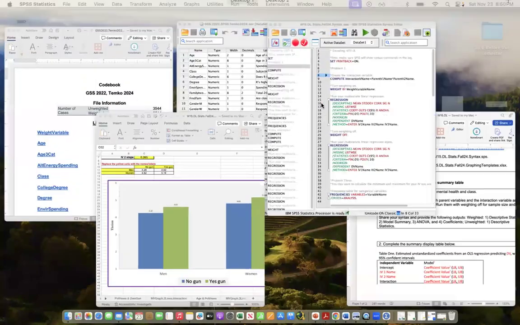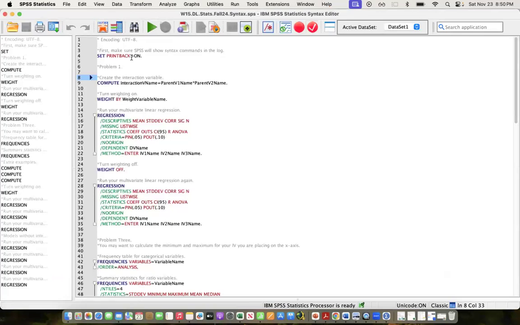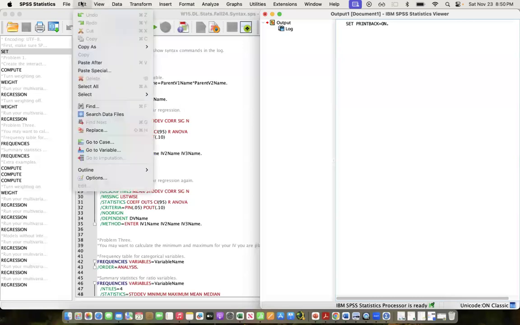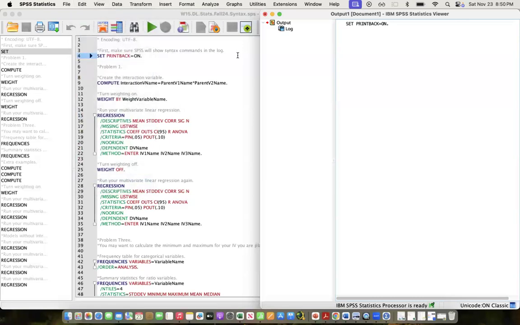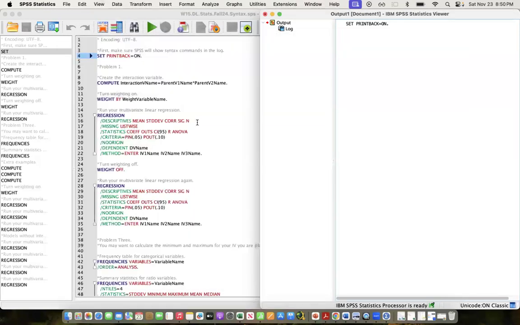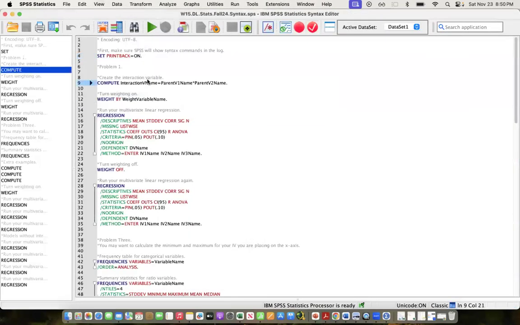in the syntax, I have that, well, so we can do this again, set print back on, just to make sure syntax shows up. Or again, that's edit options viewer. Make sure this is checked, okay? So there's two ways to make an interaction, syntax and dropdown, right?